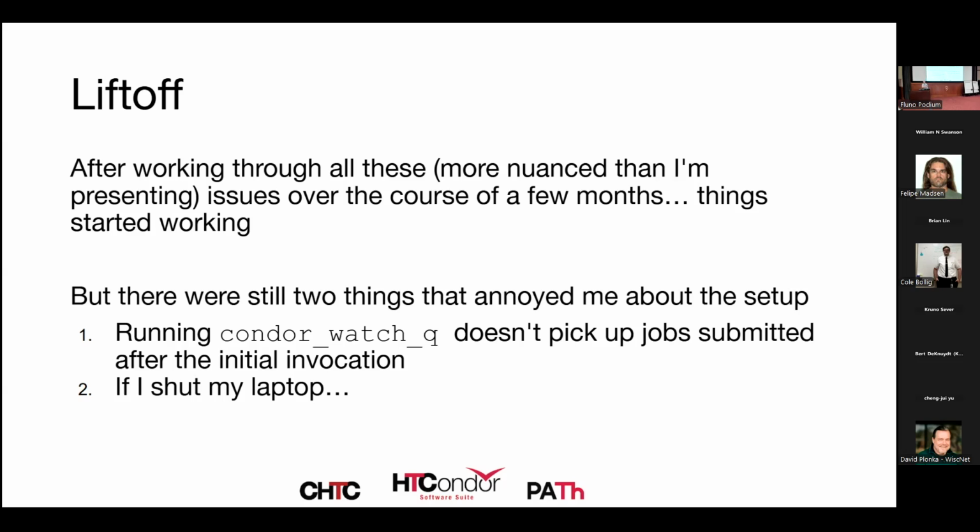The second issue was the bigger one, and that was that Snakemake is running on my terminal in an SSH session, and if I shut my laptop, Snakemake is a good steward and it does the right thing. It takes all of my jobs out of the queue.